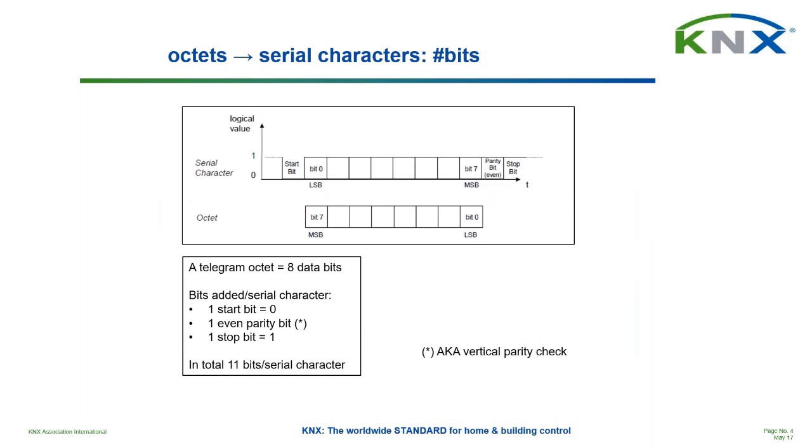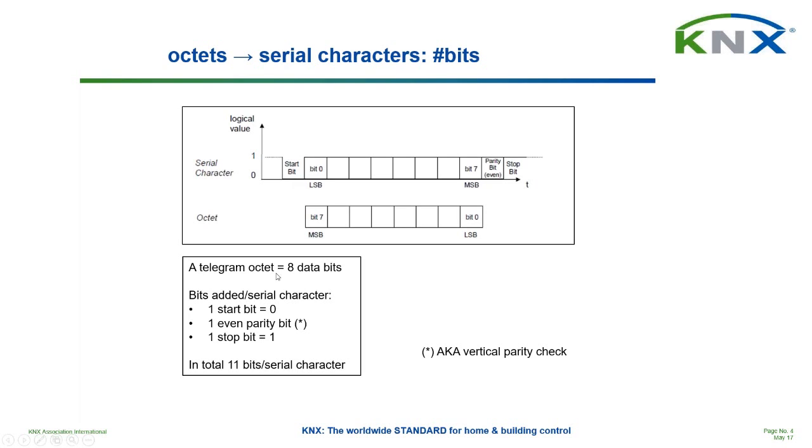I said indeed we need to distinguish octets from serial characters, because an octet as such is not enough to bring the message across. We need some additional bits in order to send each octet individually and properly. This is done by adding 3 additional bits. As such, these bits have no meaning; they don't contribute any value to the octet, but they are absolutely necessary in order to transmit it.